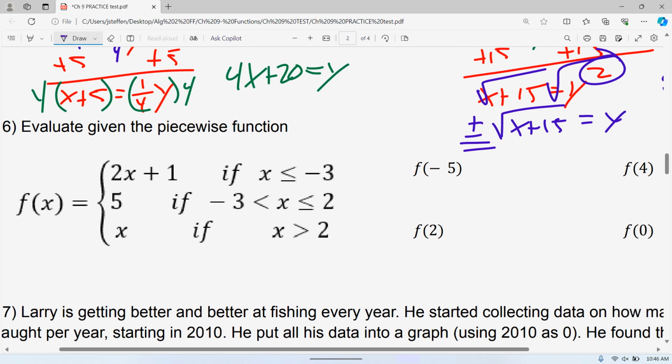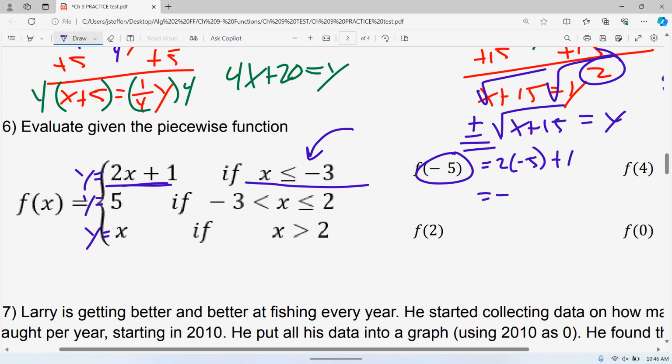Next one, we are evaluating this piecewise function. Remember, we can only use these functions, and if it helps you to put y's equal to in each of these, you can. But you're using each one of those functions depending on if it falls under these circumstances. So -5 is less than -3, so this is where you plug in your -5. So 2 times -5 plus 1 is -10 plus 1 is -9.